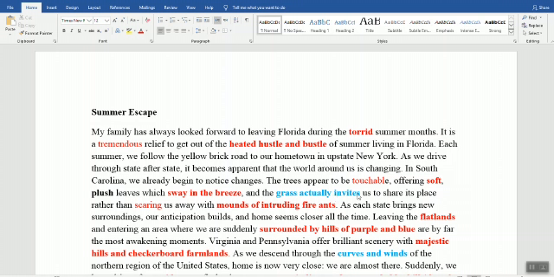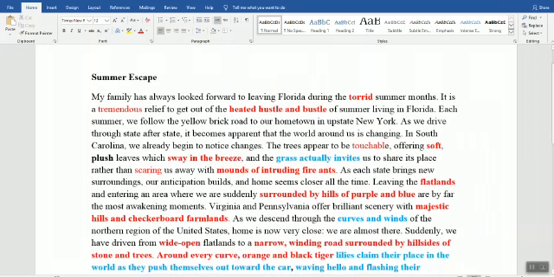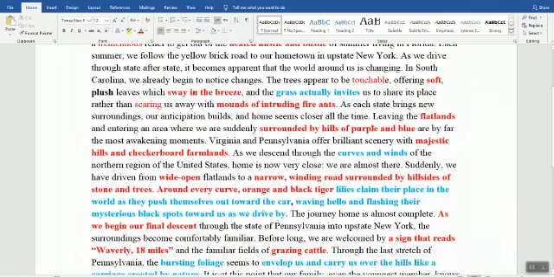And the grass actually invites. You see here a personification has been used. Grass actually invites. How can the grass invite? Grass is actually an inanimate being, so when it is inviting you, a personification has been used. The grass invites us to share its place rather than scaring us. Again, scaring is a personification, scaring us away with mounds of intruding fire ants. So now there are no ant homes, no ant hills. The grass is inviting them. It's not scaring them away.